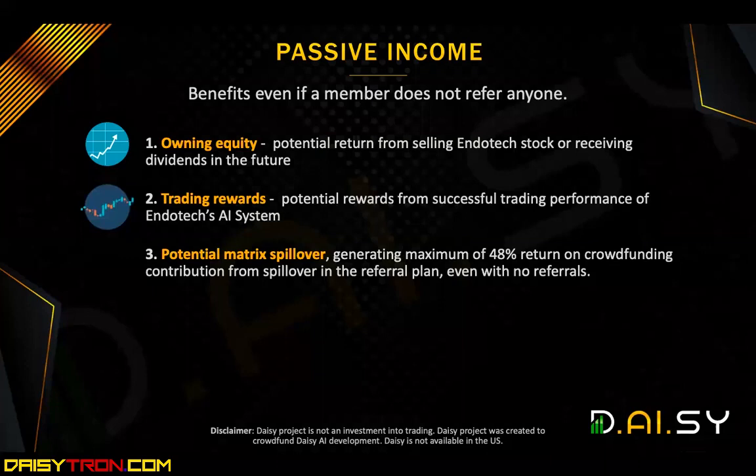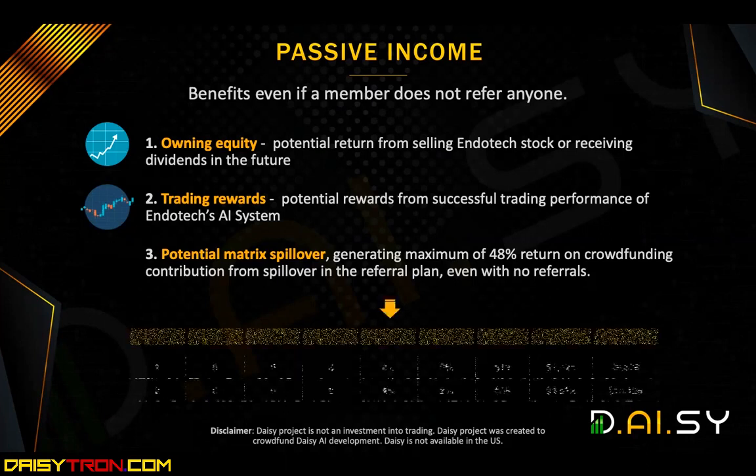Now, let's take a look at the passive income opportunity before we move into the referral plan. What are the benefits if a member does not refer anyone? Well, first of all, you'll own equity, which has a potential return from selling Endotech stock or receiving dividends in the future. Trading rewards, potential rewards from successful trading performance of Endotech's AI system, and potential matrix spillover, where you can generate a maximum of up to 48% return on your own crowdfunding contribution purely from spillover in the referral plan, even though you refer absolutely no one.